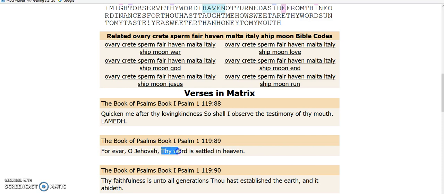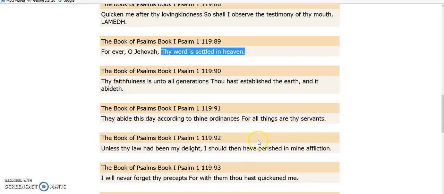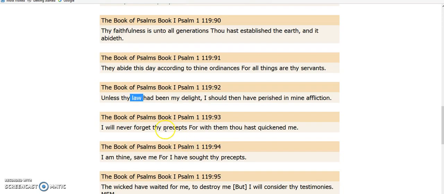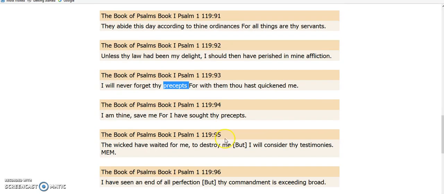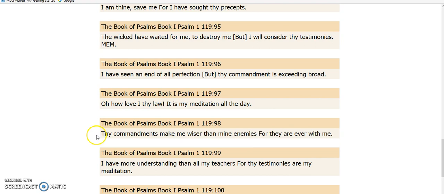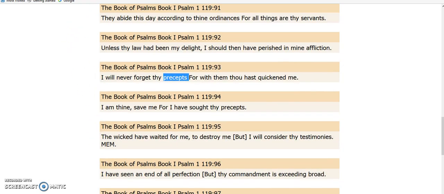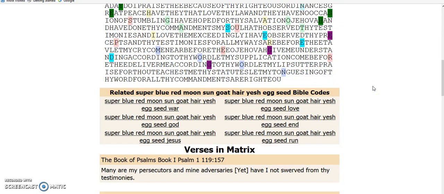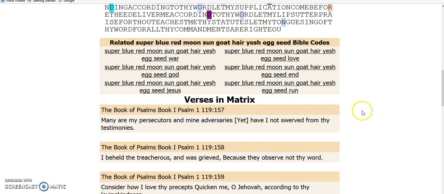Okay, so I'm not going to read this again, but you can see that it's all about the Word of God. It says, thy word is settled in heaven, and it's talking about God's ordinances and the law and the precepts. So you can see that's all about the Word of God, and it's likening it to honey, saying it's sweeter than honey. Okay, so that was coming up in Psalm 119, and then the very first table that I did, which was on the super blue red moon, was coming up in Psalm 119.